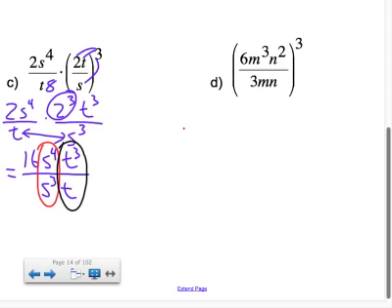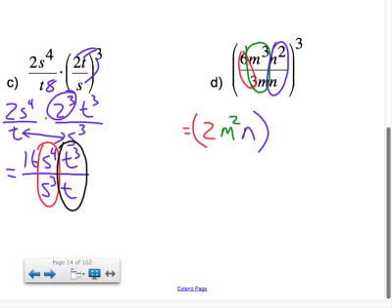Okay, so in Part D, again, look inside your parentheses first and simplify that. 6 divided by 3 we know is 2. m to the third over m, well that's m to the 3 minus 1, which is 2. And then I have n to the second over n, well that's n to the 2 minus 1, which is just 1, so we don't have to write it. And then you still have the 3 on the outside.